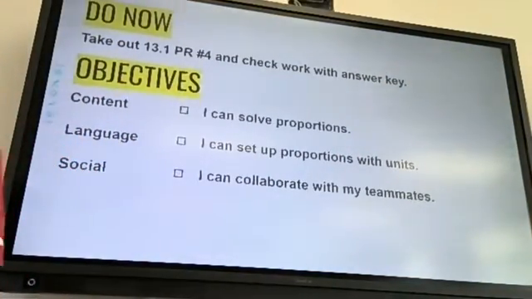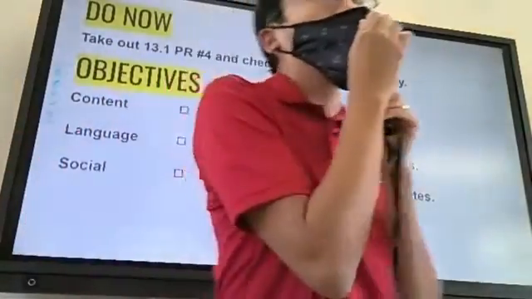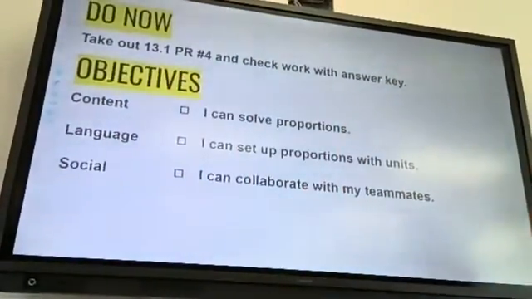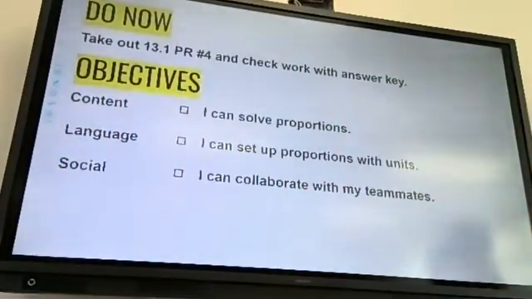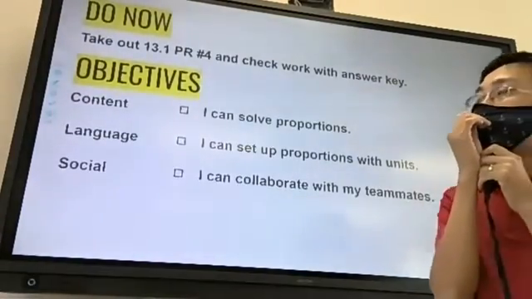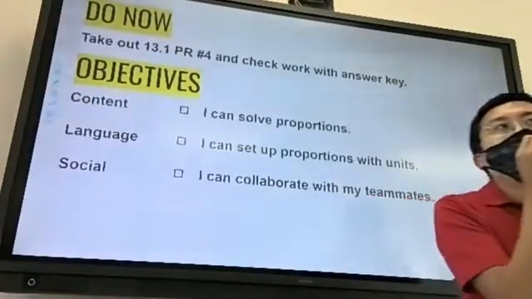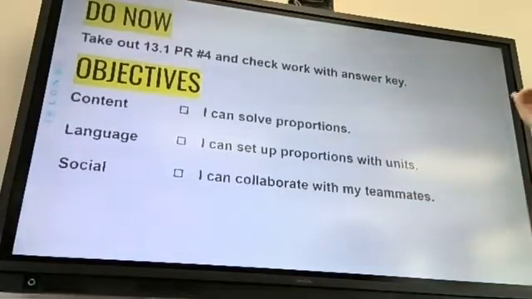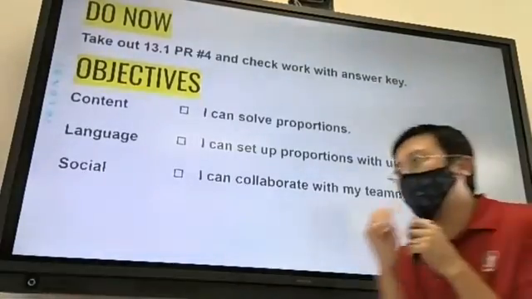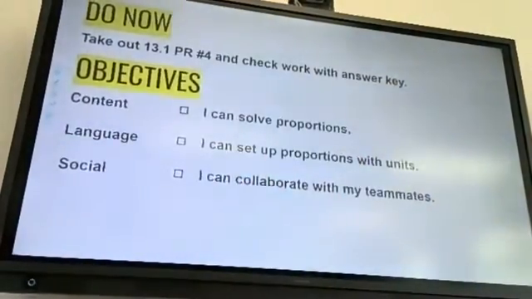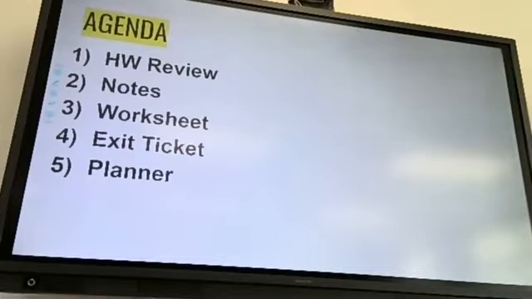For today's objectives, we're going to be doing some algebra, some lightweight algebra. I can solve proportions. Our major unit this first semester is proportional relationships. For next semester, it will be algebra. Language objective is I can set up proportions with units. And social objective is I can count it with my teammates. For the agenda, we'll be doing homework review, followed by notes, then the worksheet, exit ticket, and planner.